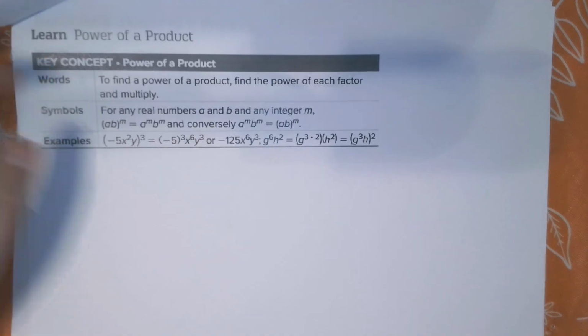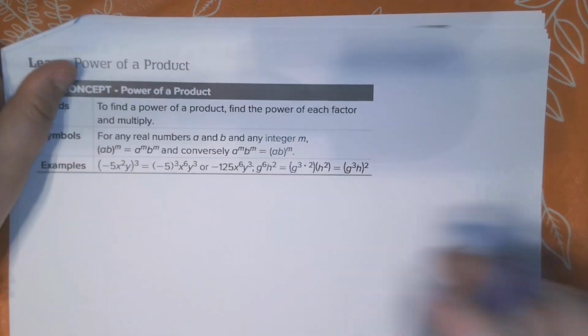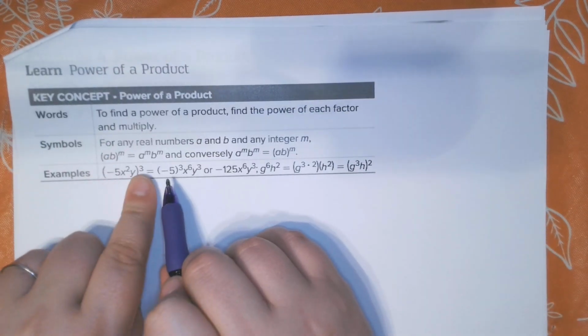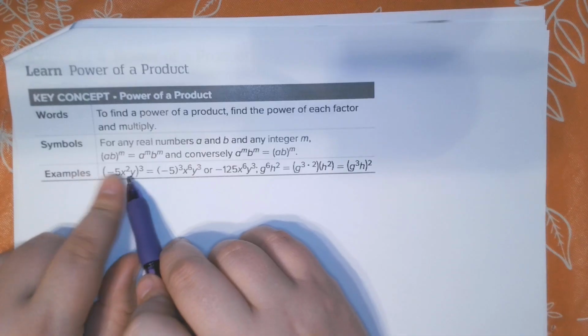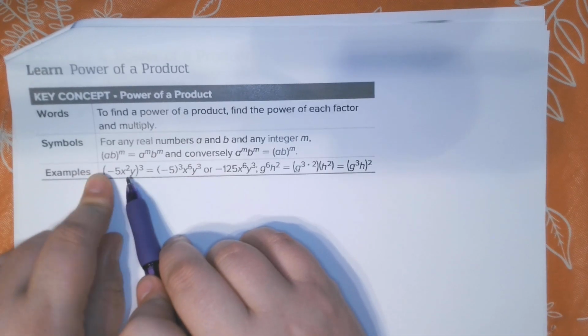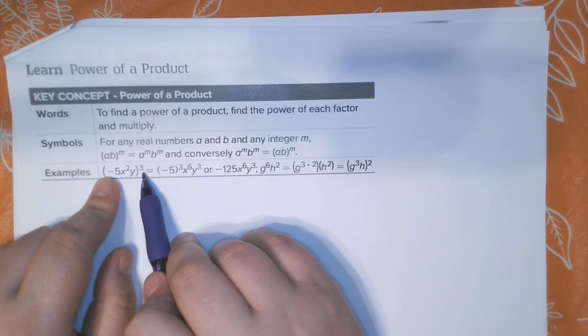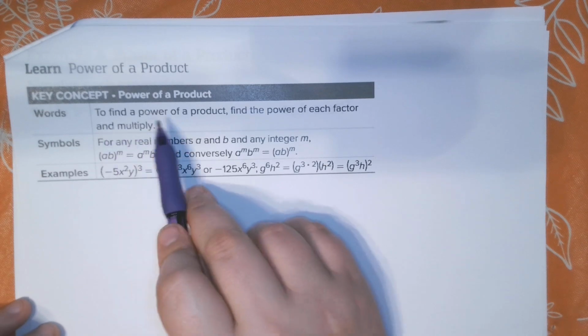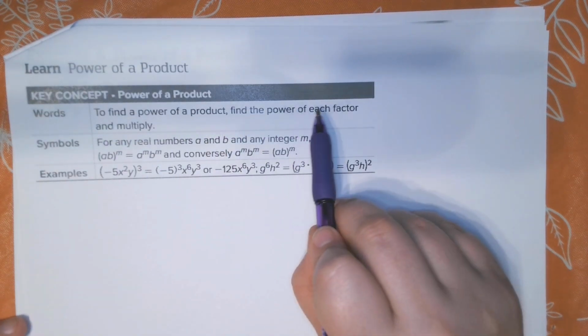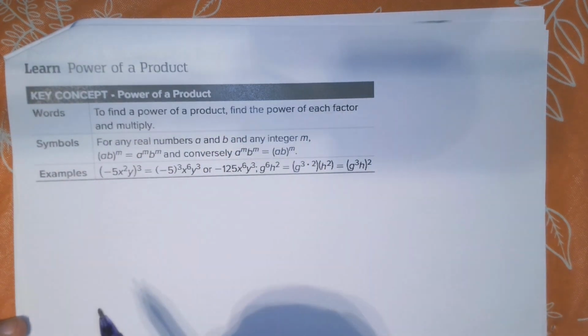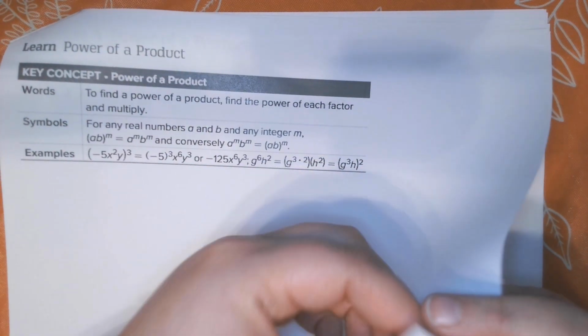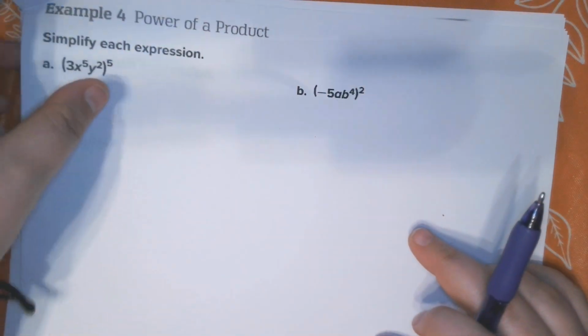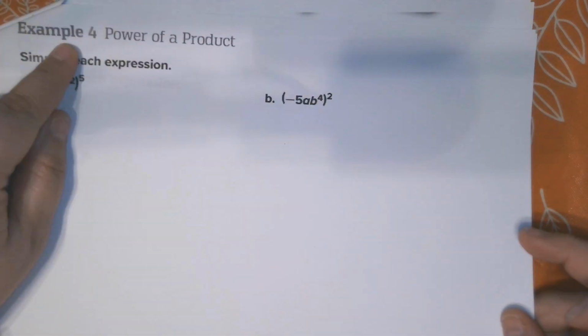Easy peasy. Moving on. Now we're going to do a power of a product. So like look down here. I have numbers and letters, variables, all kinds of stuff going on here with a variable on the outside. So to find the power of a product, find the power of each factor and multiply. So let's try it. This is example 4. Make sure you're labeling.